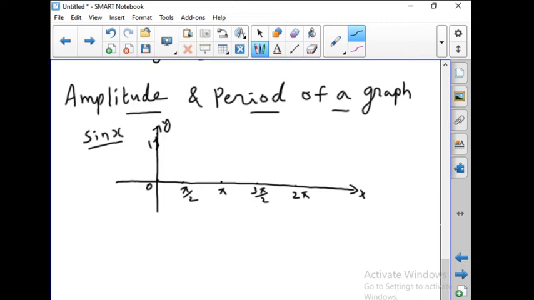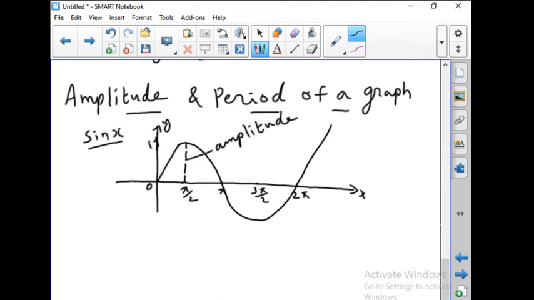Sine 0 is 0. Sine pi by 2 is 1. Then sine pi is 0. Sine 3 pi by 2 is minus 1. Sine 2 pi is 0. This is the sine curve. Now see this distance. It is 1. So this gives the amplitude. This is called the amplitude of the sine curve.